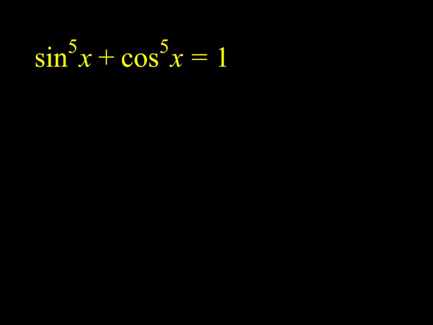Now, I do have sine to the fifth power of x plus cosine to the fifth power of x equal to 1. So basically, you may just guess and check some solutions here. Obviously, sometimes that works, but that's not the goal here. We're going to dive right into this, and we're going to be doing a lot of algebra here.